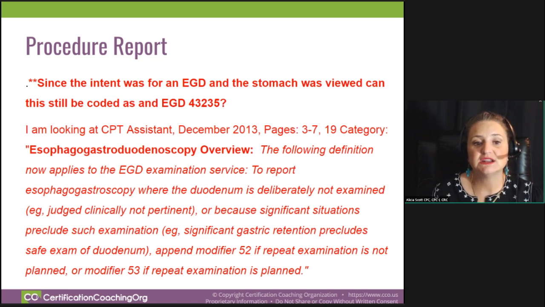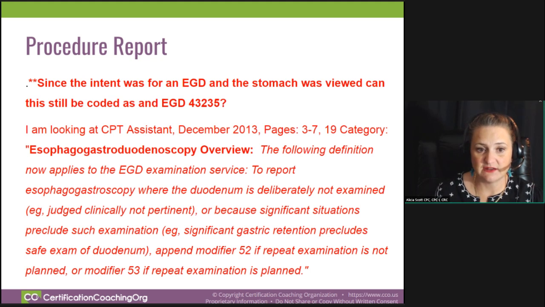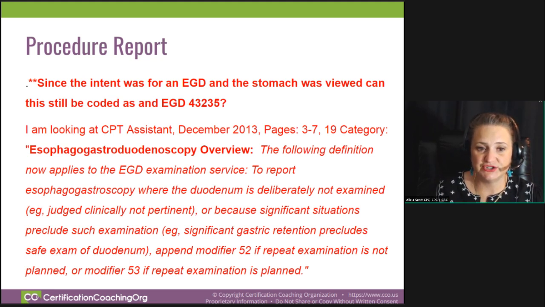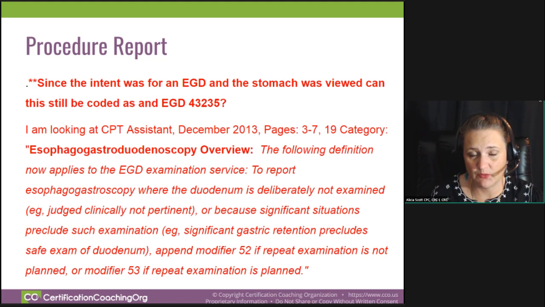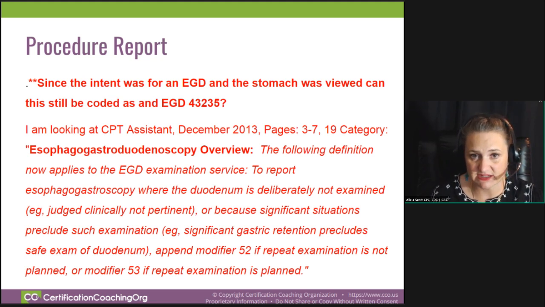If you do an esophageal gastric exam where the duodenum is deliberately not examined, and they'll state judged clinically not pertinent, okay? In other words, they go in to do an esophageal gastric exam, they don't care about the duodenum. It's not pertinent to what they want to look at. They just want to look at the stomach and the esophagus, okay?